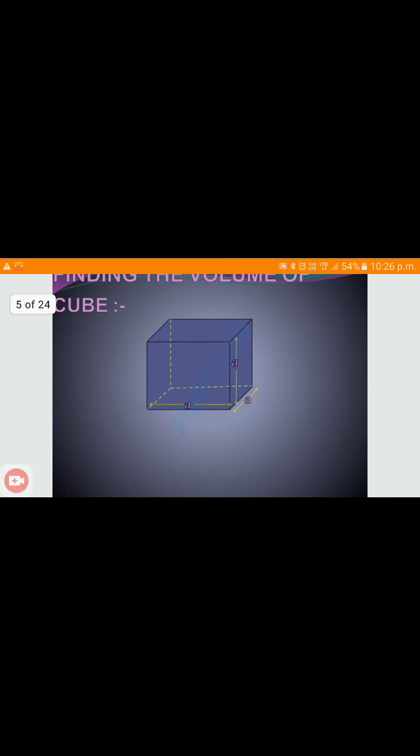After that, curved surface area of a cube. Curved surface area of a cube will be 4a square, as we do not take the top and bottom area. After that, volume of a cube. So volume of a cube will be equal to a cube, because the area of base is a square and we multiply it by height.